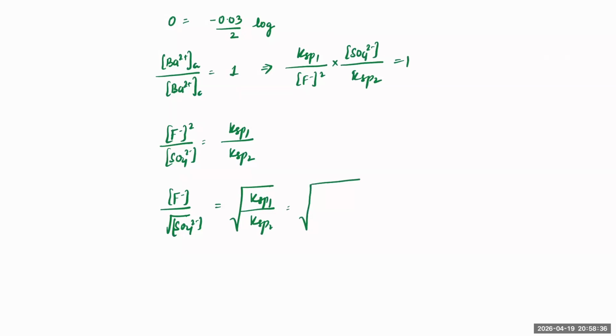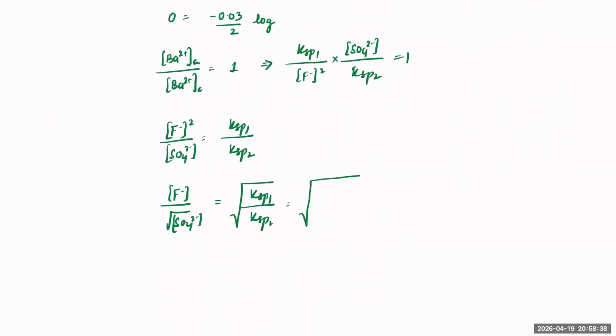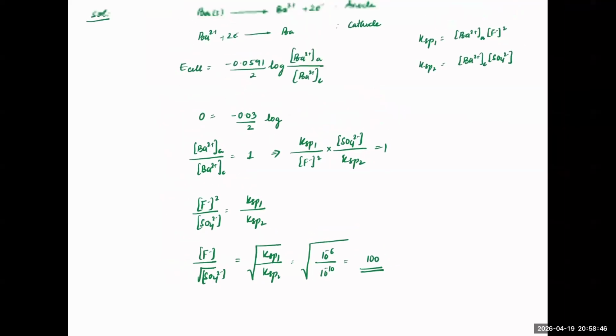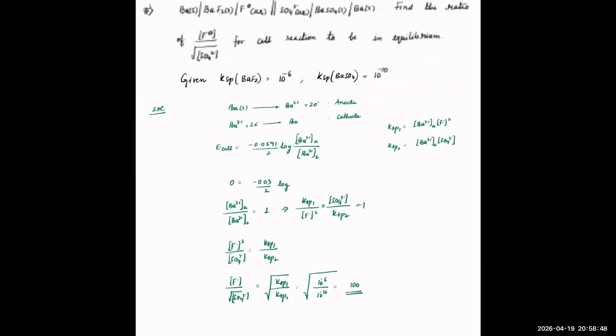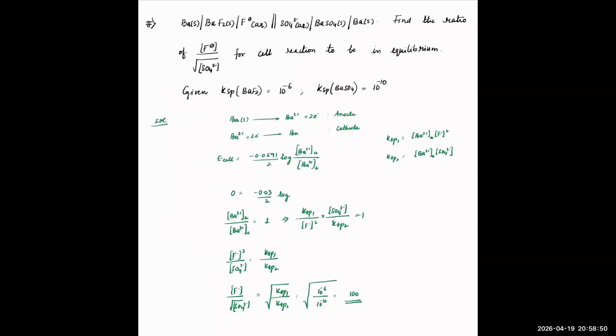You can see the Ksp1 value is given as 10 raised to the power of minus 6 and this is given as 10 raised to the power of minus 10. So that makes it 100. Done. The same idea: we put in a virtual cell, and from there we could figure out the relation between the concentration terms. I guess this is clear.